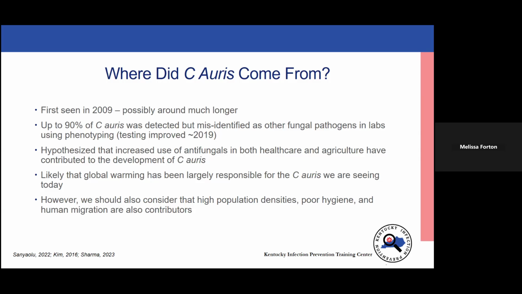There are a lot of factors that probably went into the development of C. auris, including the warmer temperatures, global migration, people living in crowded environments, and also the increased use of antifungals in agriculture and in healthcare. We know that when we have orchards and we spray antifungals on them for the health of the fruit or the food, the yeast in the environment becomes resistant. So there are probably lots of factors that played into this.